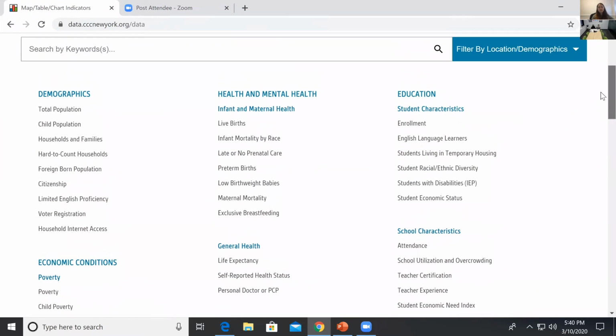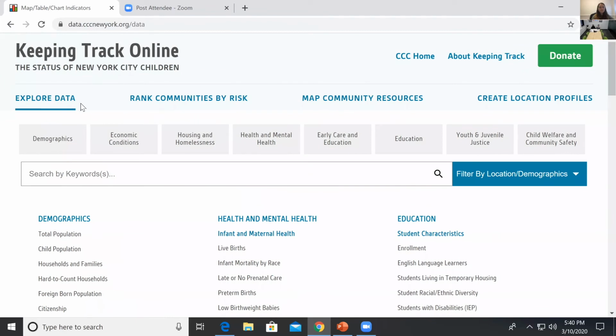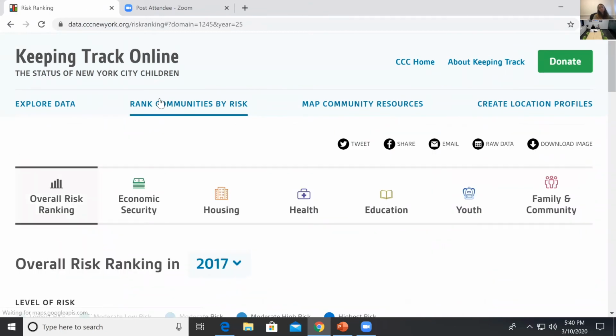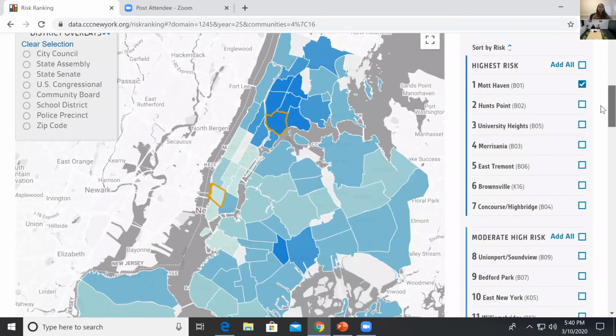There. The next thing that you could do is rank communities by risk. This is a really good tool when you're trying to compare communities to each other. So we'll start with economic security, right? Overall risk we have here, and this is shaded dark blue to light. Dark blue is the highest risk community, light blue is the lowest risk community.